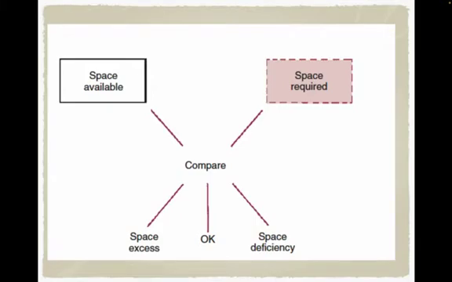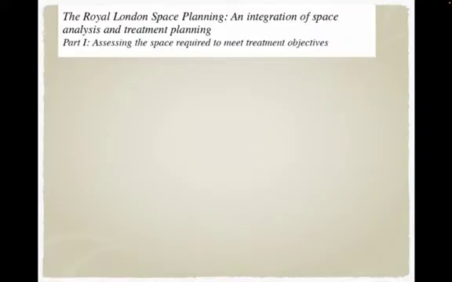Whenever we do a space analysis, we have to think about the space available that we have, and then the space required to treat this malocclusion, and then we compare them. So either we have an excess of space, or the space is just enough, or we have a deficiency of space, and then we have to think how we're going to provide the space. When the Royal London analysis came up, they thought that when we do a space analysis, there are 6 points that we need to consider.